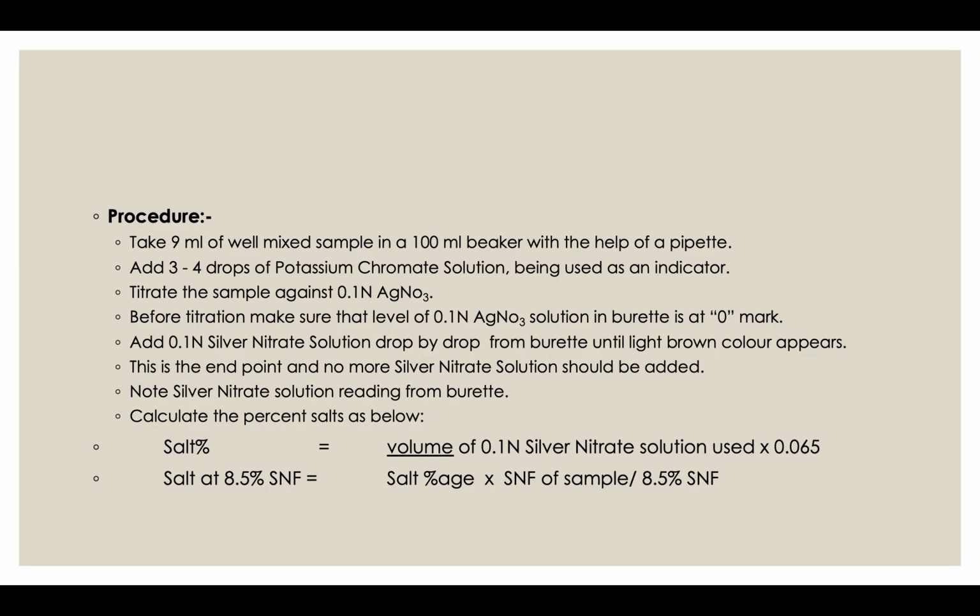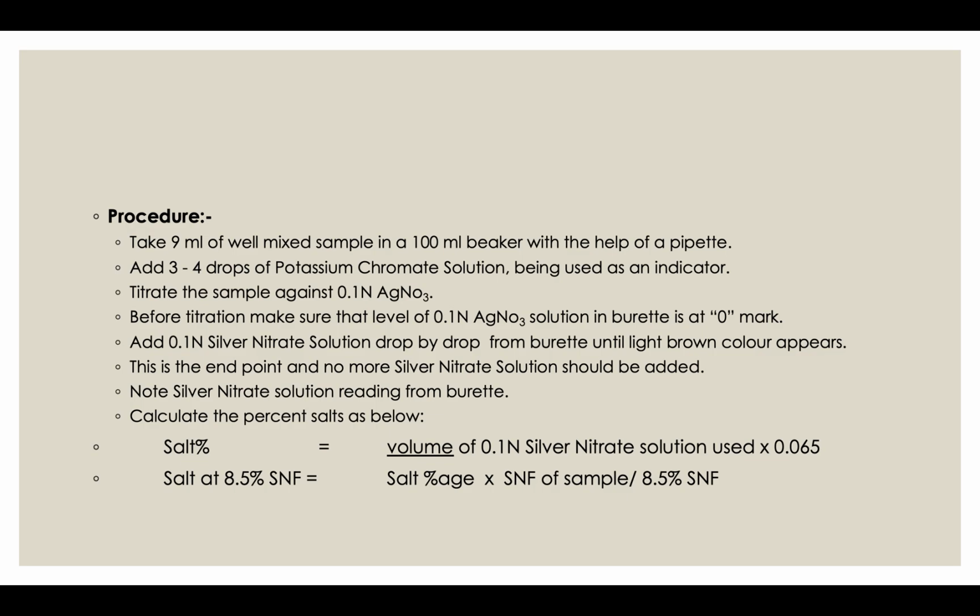Before titration, make sure that the level of 0.1 normal silver nitrate solution in the burette is at 0 mark. Add 0.1 normal silver nitrate solution drop by drop from the burette until the light brown color appears. This is the end point, and no more silver nitrate solution should be added.